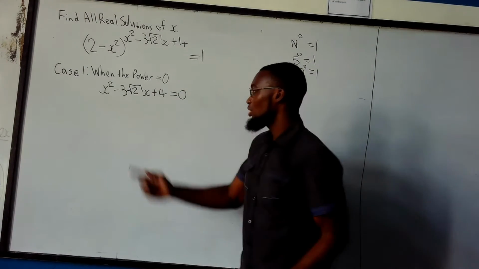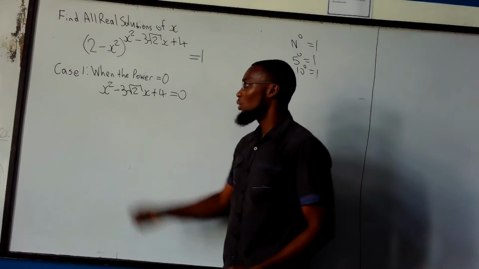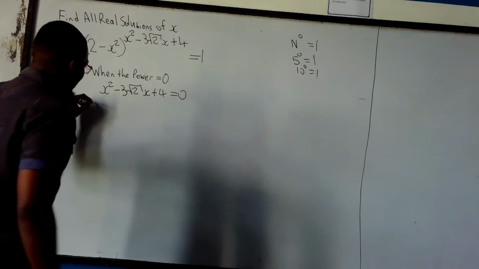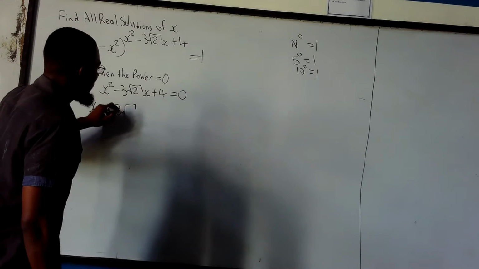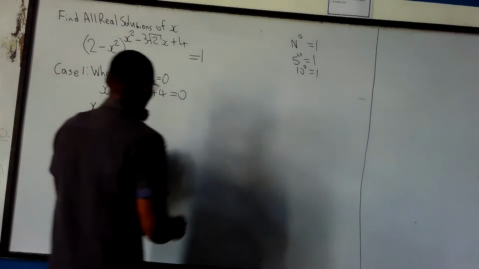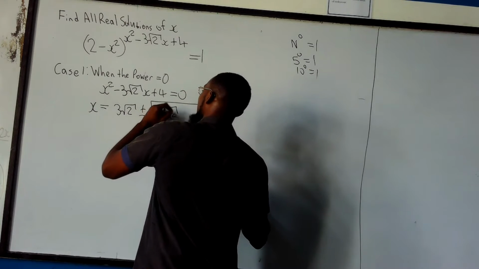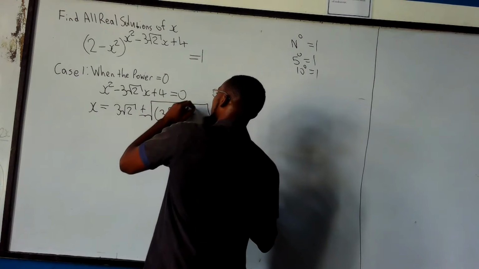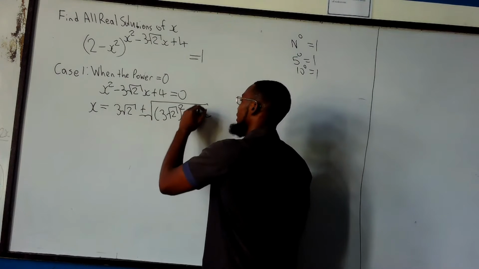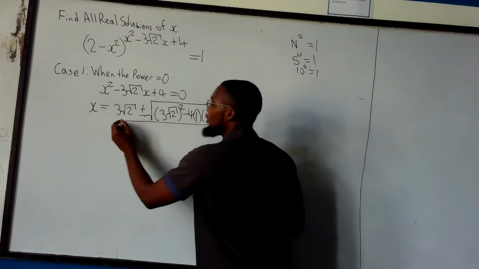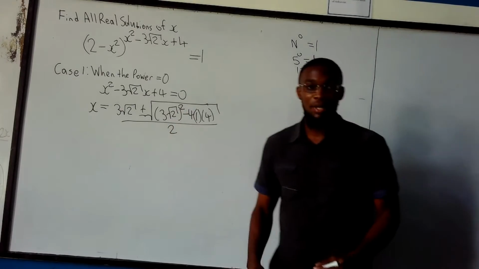So let's check it out. We just need to solve this. This is a quadratic, so I'm going to use the quadratic formula. So x is equal to minus b, which is 3 root 2, plus or minus the square root of b squared minus 4 times a times c, divided by 2 times a, which is 2. So that is x.